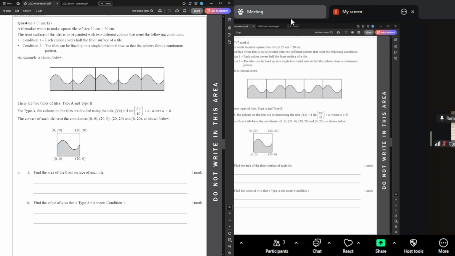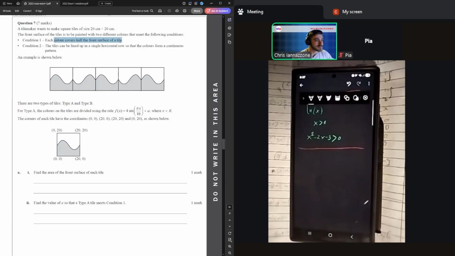The other condition that has to be met is that each color covers half of the front surface. So you've got grey for one half and then white for the other half. It's an exact 50-50 split. Type A's look like this. Type B's will then presumably look like this.